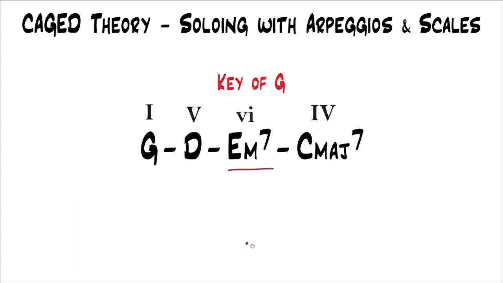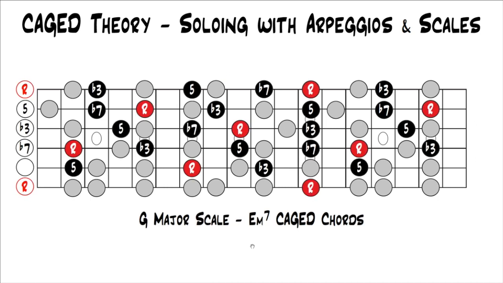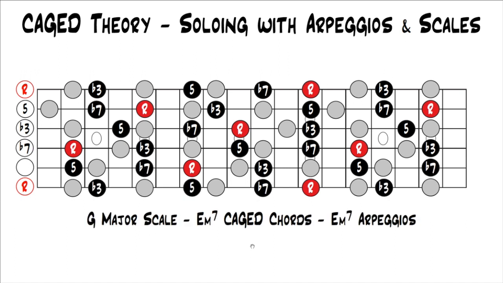The next one is E minor 7. Visualize the G major scale because it's still in the key of G. Then visualize your E minor 7 CAGED chords within it. Then visualize how that can turn into arpeggios with the extra notes added in, but you still visualize the CAGED chord so that you're able to find the arpeggios easily.